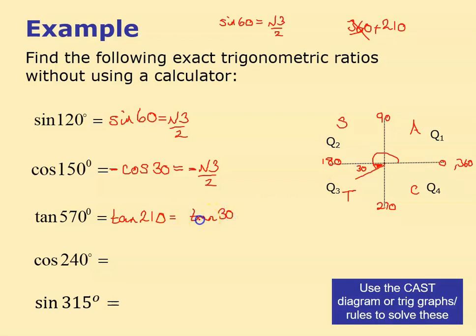And the only thing that we now need to question is, is it positive or negative? And you look at the CAST diagram, T is positive. So this is positive. So this then is the same as tan 30. It's a positive tan 30, which we now know is root 3 over 3.